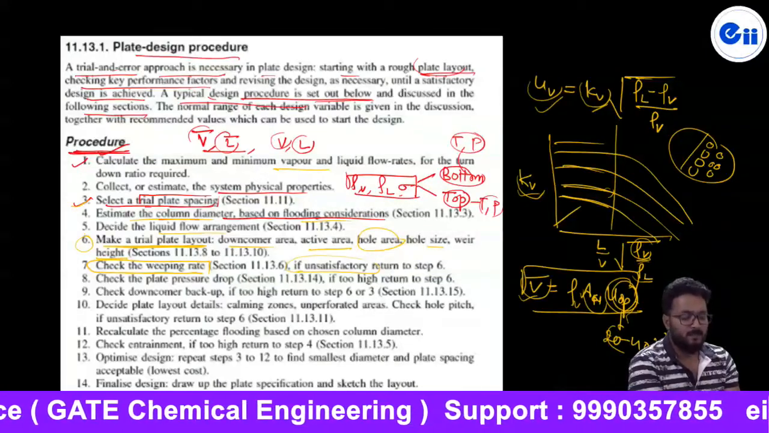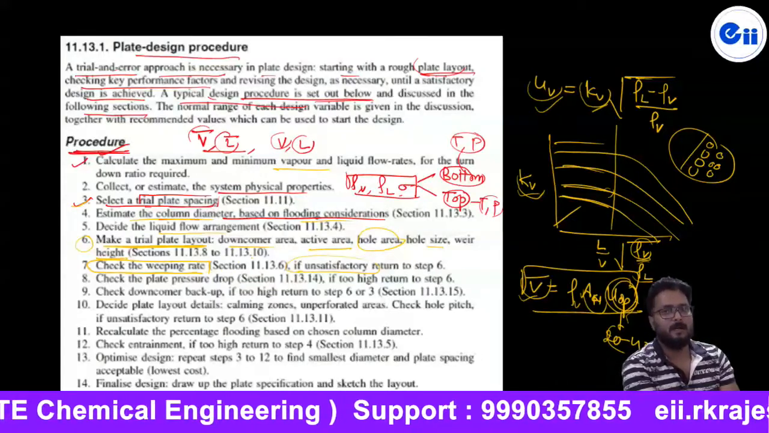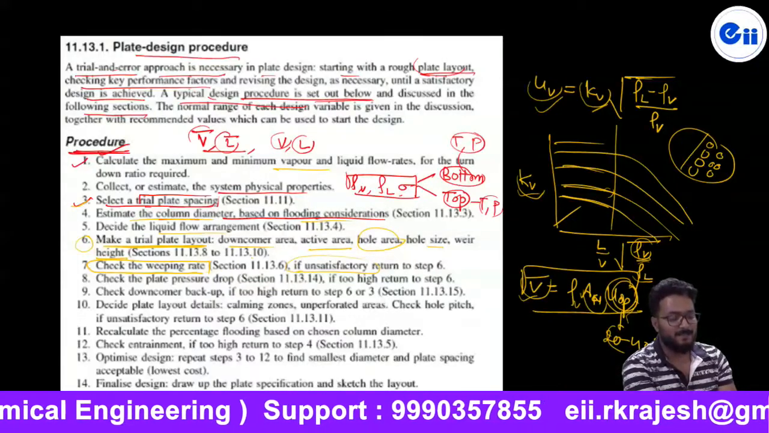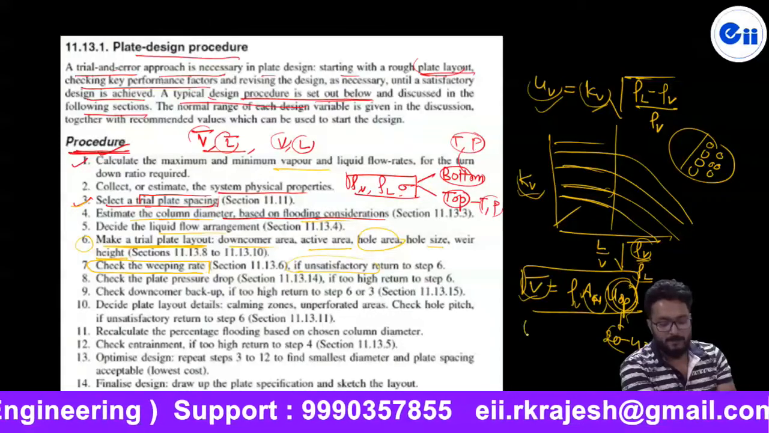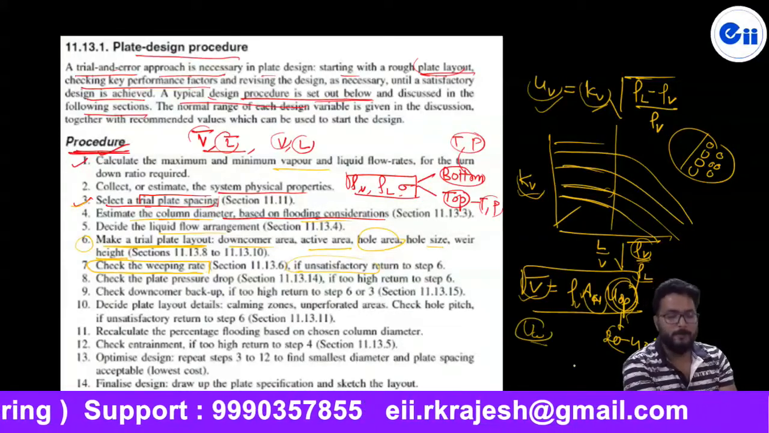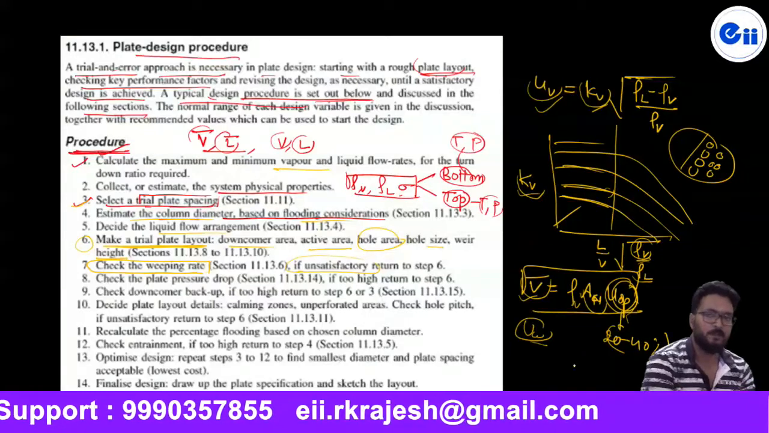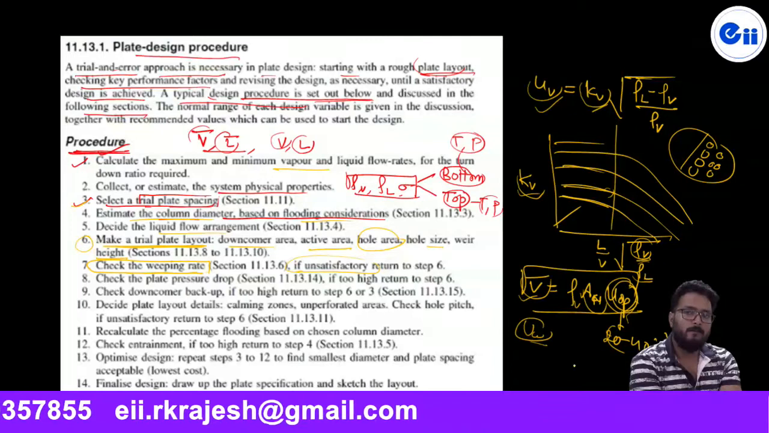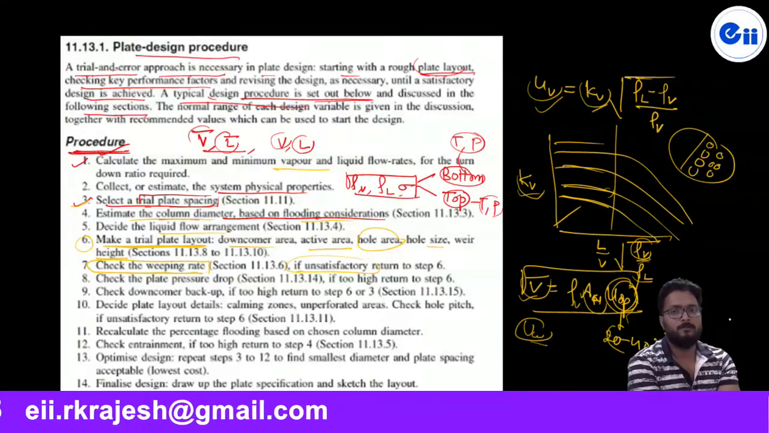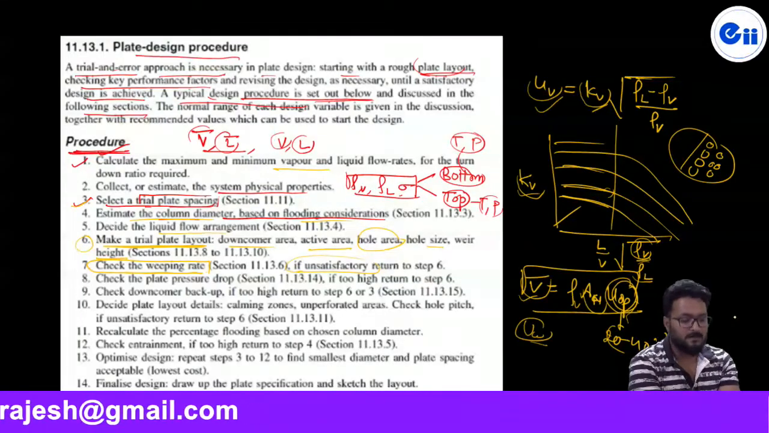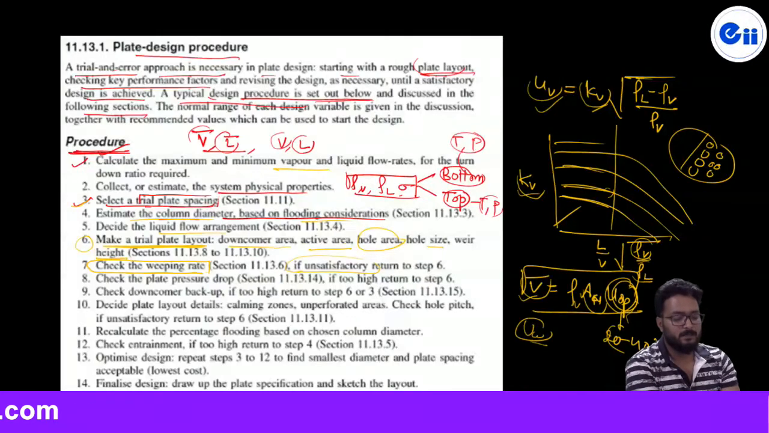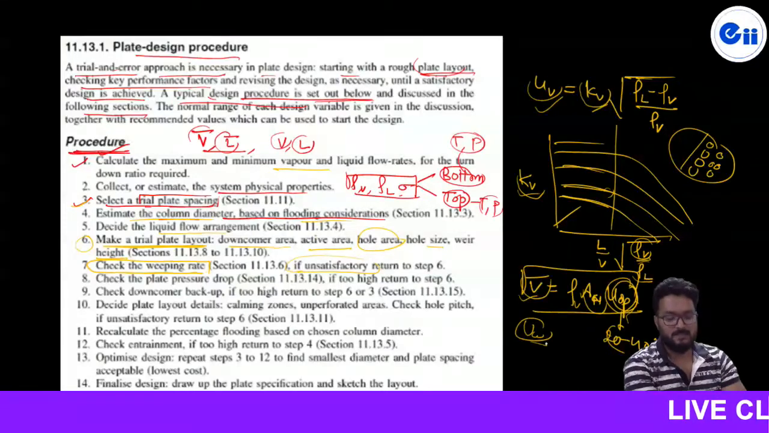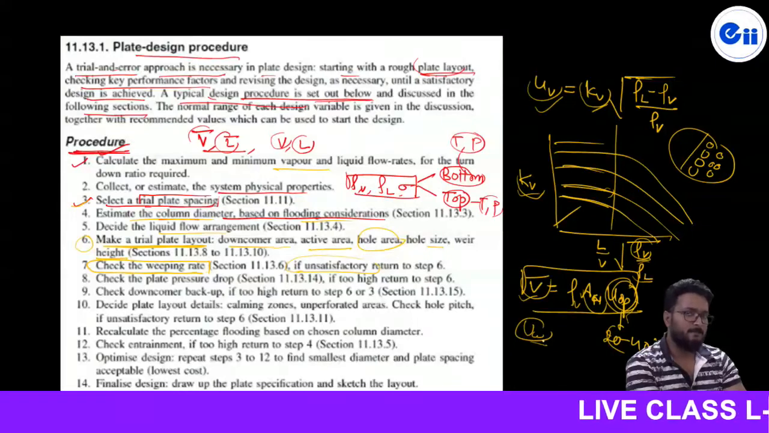Because I will discuss, and you will also see in the next slide, that the weeping velocity UW, weeping velocity meaning the minimum vapor velocity where weeping will start, we can only find out on the basis of the parameters we have assumed in step number 6, that is the downcomer area, active area, hole area, all the things.